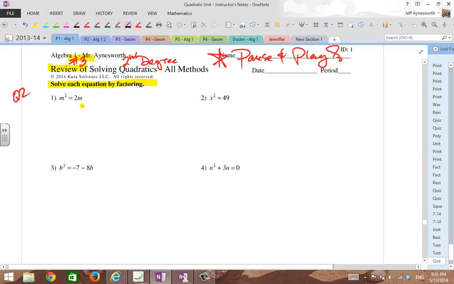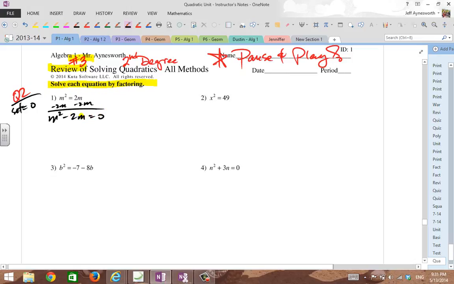Okay, so on our first lesson here, solving by factoring, we're going to set this equal to 0. That's important because we want to create a zero product, and right now it's not equal to 0. So let's add the opposite. Let's add a negative 2m to both sides, or subtract 2m, and we get m squared minus 2m equals 0.